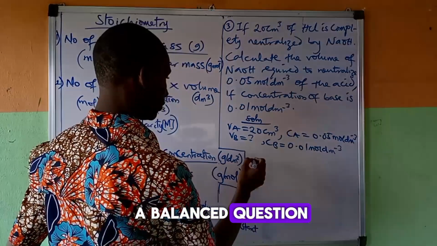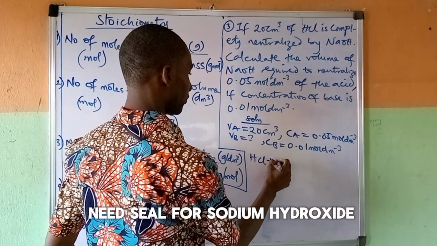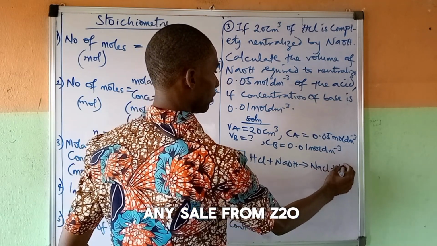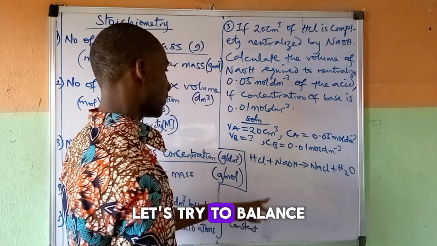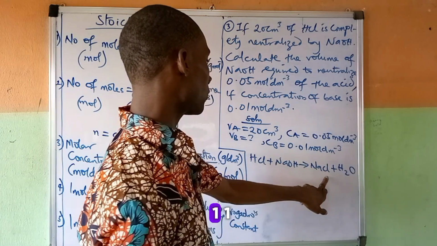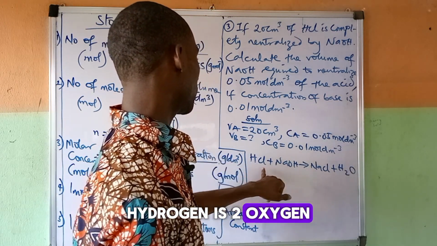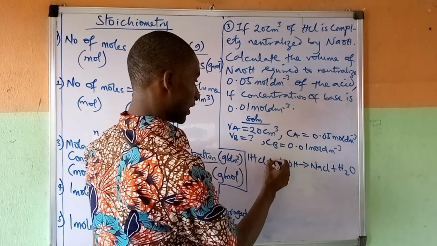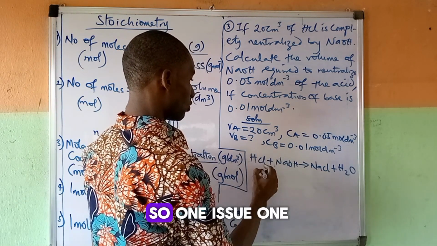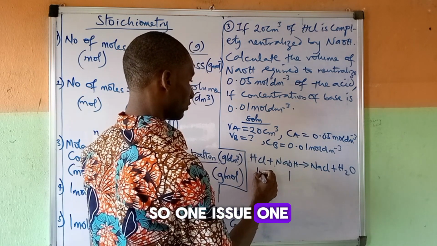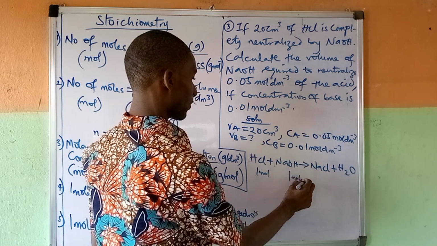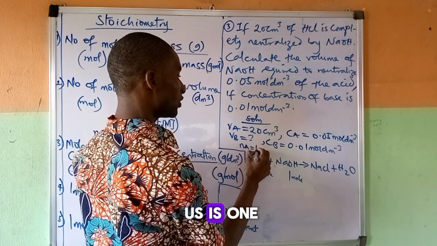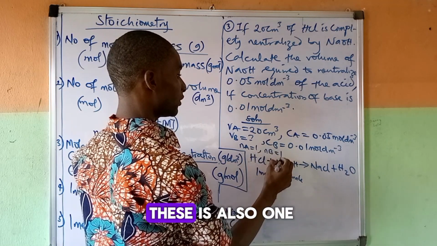So the equation will be HCl plus sodium hydroxide. The product will be NaCl plus H2O. Let's try to balance. Sodium is 1, 1, chlorine is 1, 1, hydrogen is 2, oxygen is 1, 1. So the equation is balanced. So 1 mole of this and 1 mole of this. Okay? So 1 ratio 1. That means the number of moles of acid is 1. Number of moles of base is also 1.